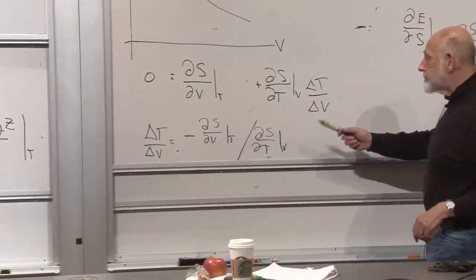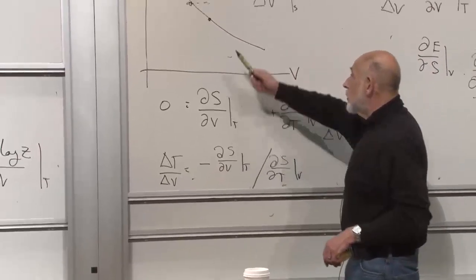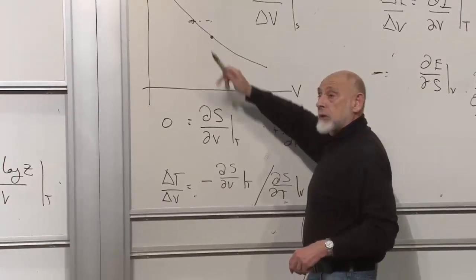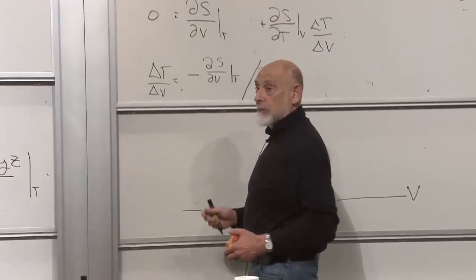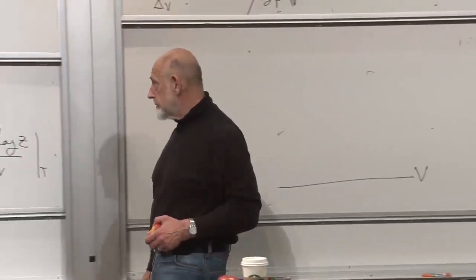That's what we used here. We calculated delta T by delta V along a line of constant entropy by saying ds equals 0. Well, you can think of that as just a constraint. A constraint? Yeah, right.